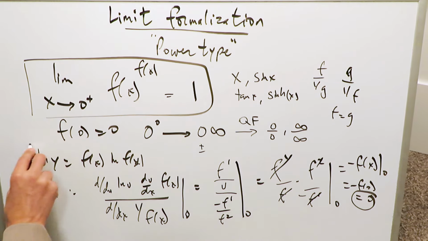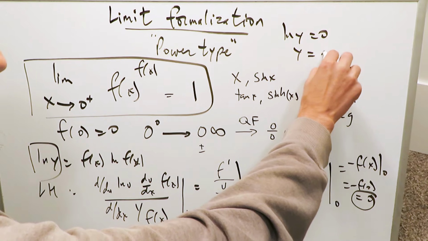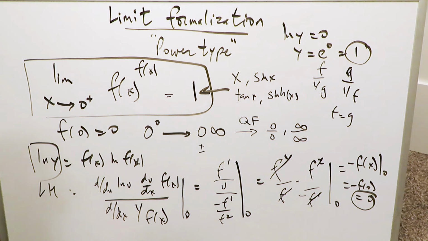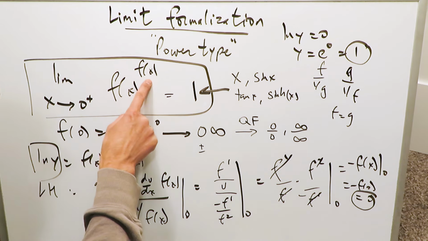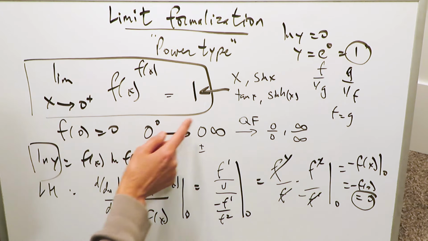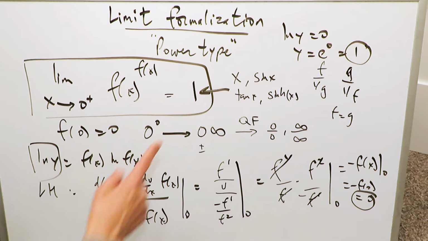But that's natural log y equal to 0. Y is equal to e to the power 0, which is equal to 1. And that's what you're seeing right here. This limit rule works: f of x to the power of f of x, looking at values of x approaching 0 from the right. For these types of functions, x, sin x, tan x, sinh x, you'll always have an output of 1.